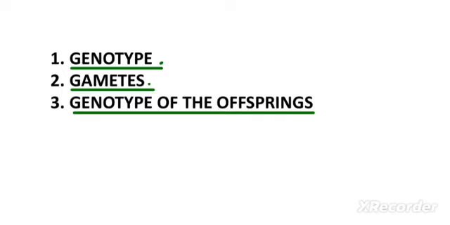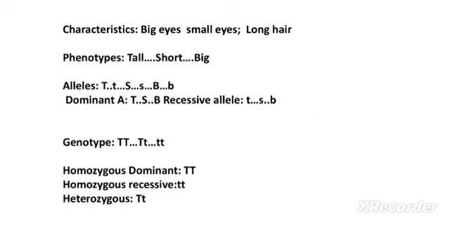Before you can find the genotype using the statement, you need to know these things. Characteristics. What are characteristics? We talk about the size of the eyes: big eyes, small eyes. Big eyes and small eyes, that is one characteristic. That is the size of the eyes. Long hair and short hair, that is one characteristic. We're talking about the length of the hair.